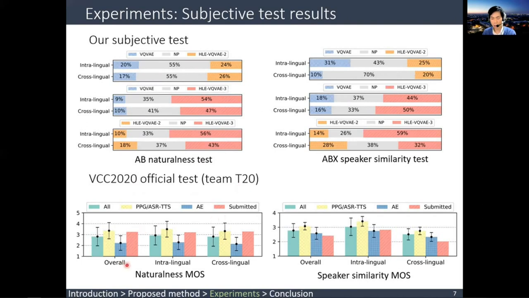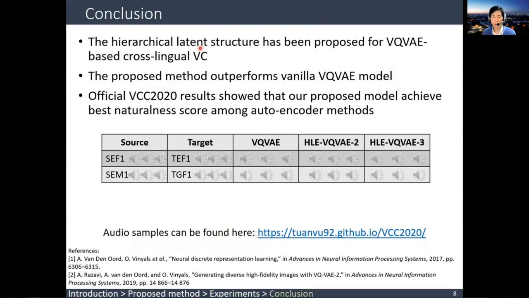The official results show that the model achieved the highest naturalness score among all autoencoder-based models in both task 1 and task 2. For speaker similarity, our model achieved comparable performance with the autoencoder-based method. However, there is a decline in task 2. And we have four conclusions.